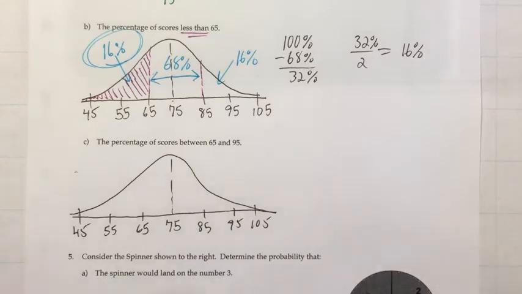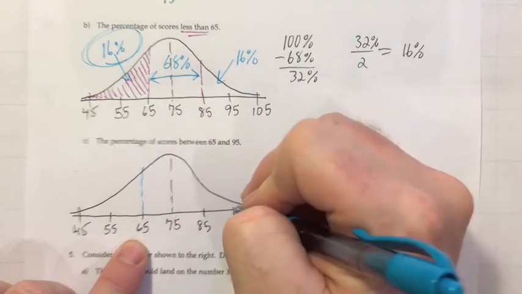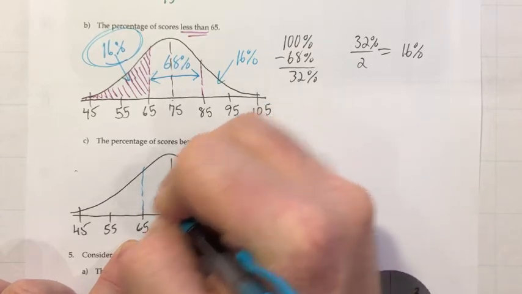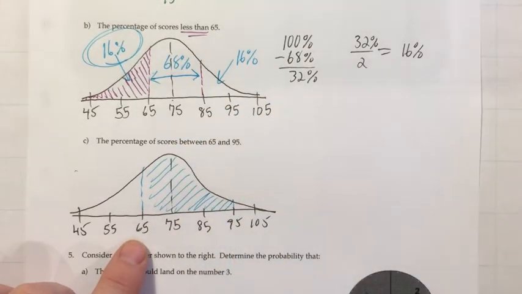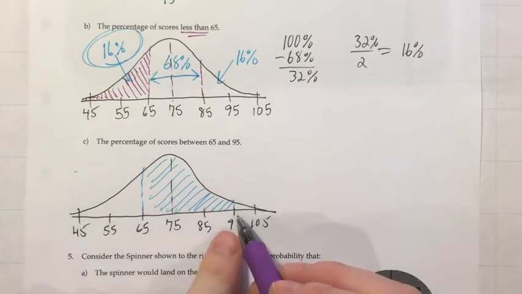So they're asking us to find the part between 65 right here and 95, which is right here. So I'm going to put those two boundaries on, and then I'm going to shade. All right, so somehow I have to use the empirical rule to figure this out. But if I'm going to use the empirical rule, I want to take advantage of symmetry. But these boundaries aren't symmetric.